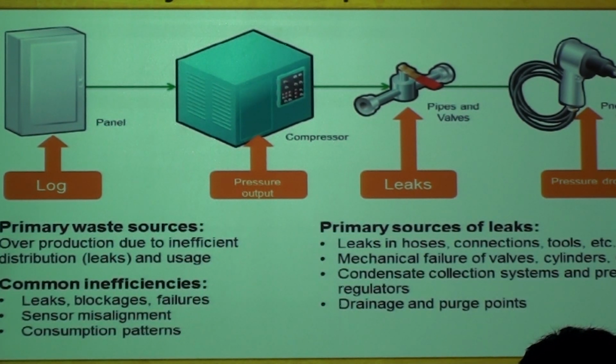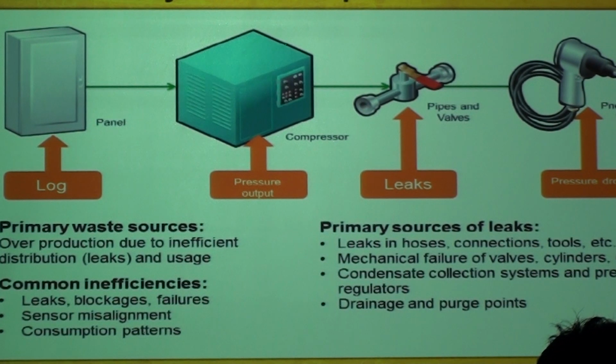this is compressing the air. You want to measure the pressure output because pressure is a good indication of leaks, right? Pipes involved, steam traps, you can measure for leaks using thermal imaging cameras. And then on the pneumatic tools, whatever pneumatic systems you have, again, you want to measure the pressure drop because that will give you an indication of leaks as well. So primary waste sources, common inefficiencies, you have leaks, blockages, shaft misalignments on the compressor as well.